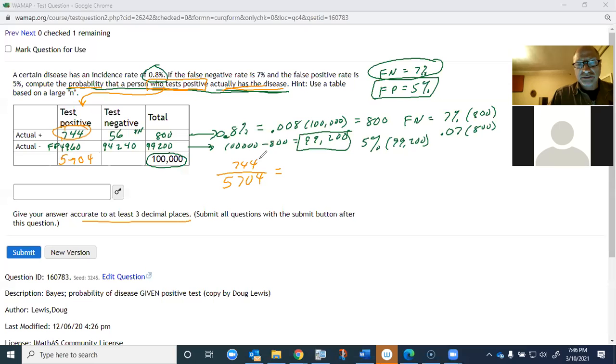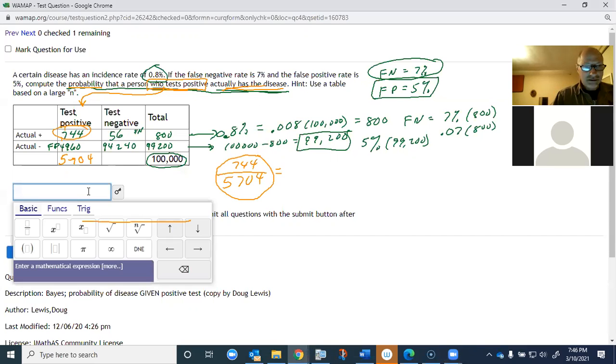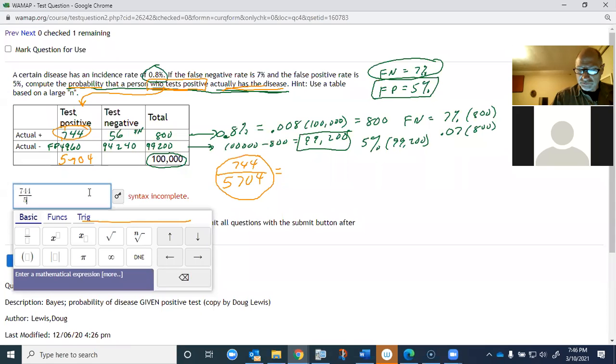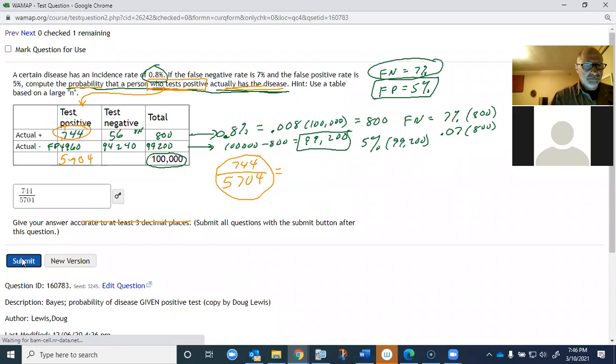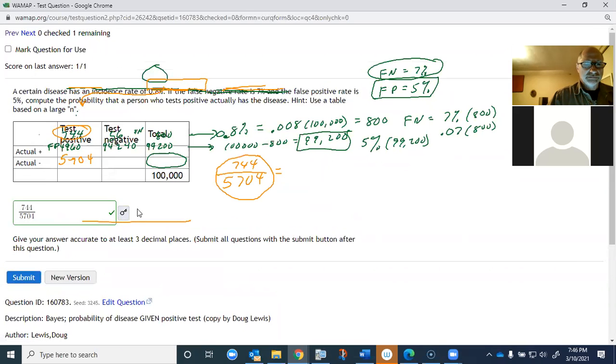Actually, you could probably just put in 744 over 5,704 and get 100%. Let's just double check that. Make sure you can. 744 divided by 5,704. Submit, and bingo. You could have put it in as a fraction. You didn't have to change it to a decimal. It just says give it accurate to at least 3 decimal places, so that's exact.